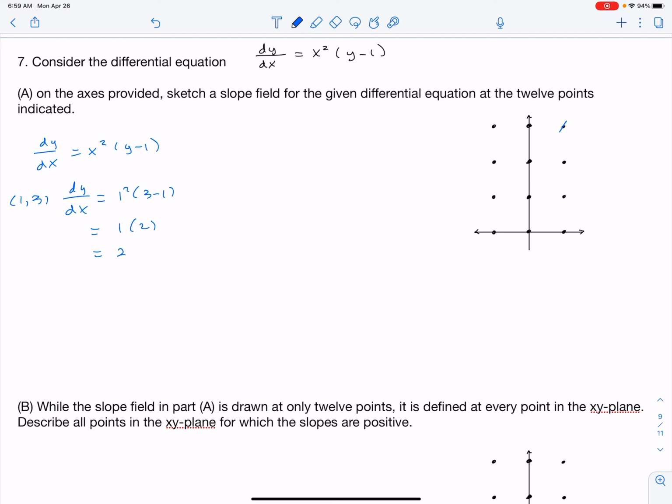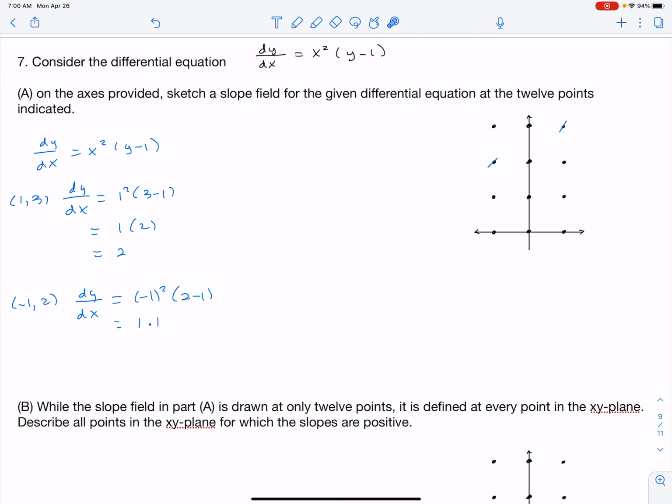So let's do another point, and then we'll go do the rest. Let's choose another random point. How about (-1, 2)? In this case, what do we get? I get (-1) squared times (2 minus 1). That's going to be 1 times 1, so we have a slope of 1. So I put a little slope of 1. Notice this one was 2, this one was 1. Sure, it's a little steeper, but that's fine. So again, that's all you're doing.